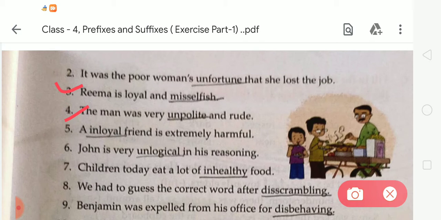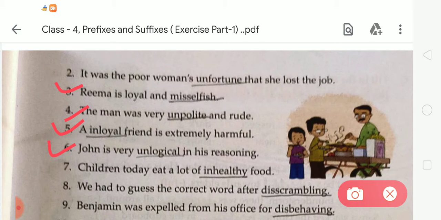Okay. Now fifth is: an illoyal friend is extremely harmful. There is an incorrect prefix word, illoyal, and in place of illoyal we have to write disloyal. Okay. Number 6 is: John is very unlogical in his reasoning.